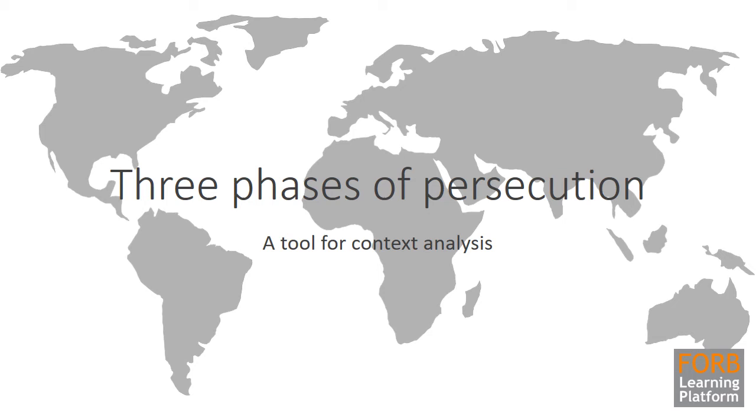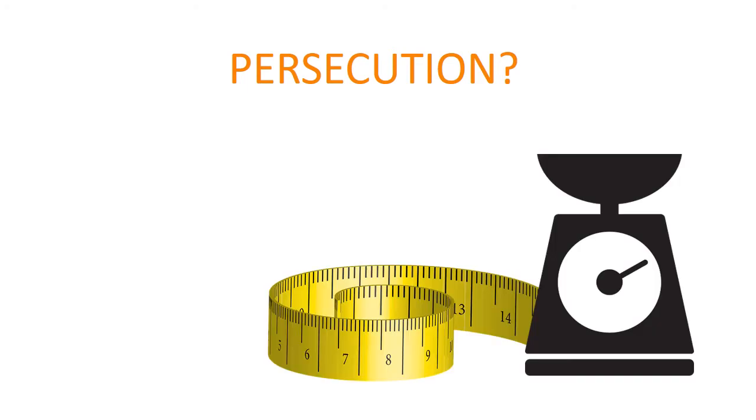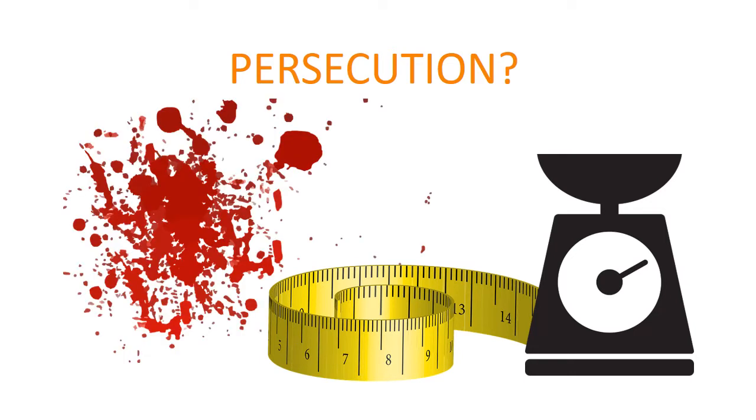3 Phases of Persecution, a tool for context analysis. There's no international consensus on how to define or measure persecution on the basis of religion or belief. This means that different statistics on persecuted groups can be confusing, hard to compare, or even misleading. However, one aspect of persecution seems to be constant in all the definitions and measurements, namely direct violence or the threat of violence.